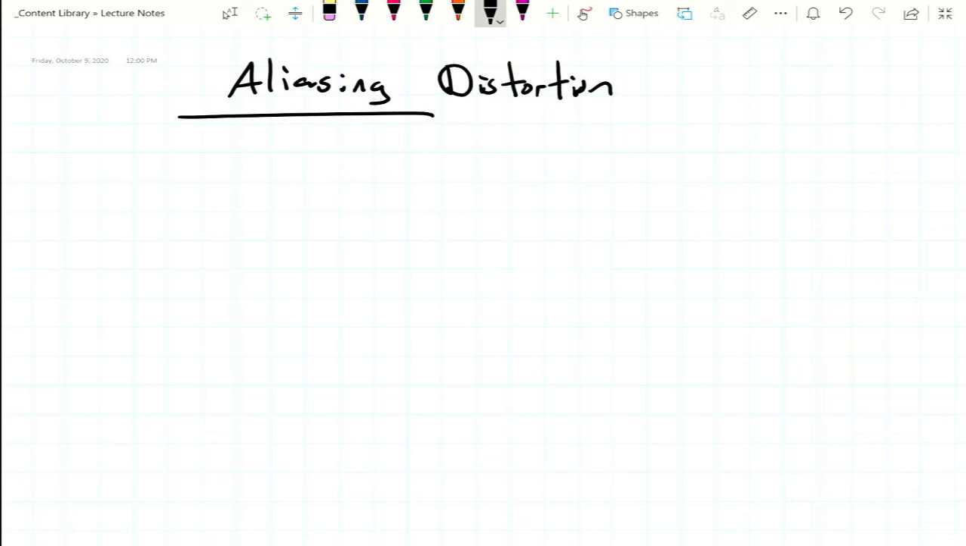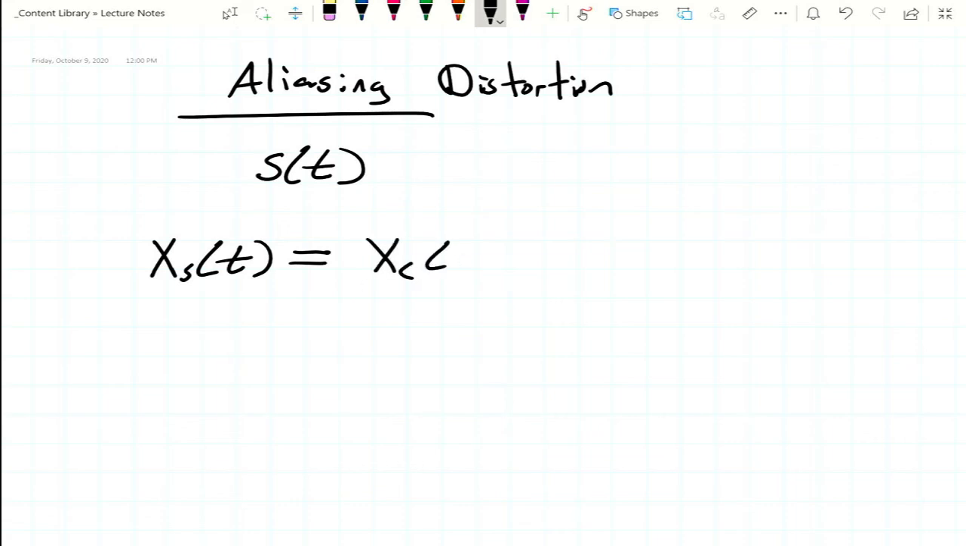All right, what did we talk about last time? Last time we talked about this concept of sampling, and more specifically, we defined this sampling function, this S of t, this continuous time sampling function. And we said that we got some continuous time sampled function that was just equal to multiplying the original continuous time signal times our sampling function.